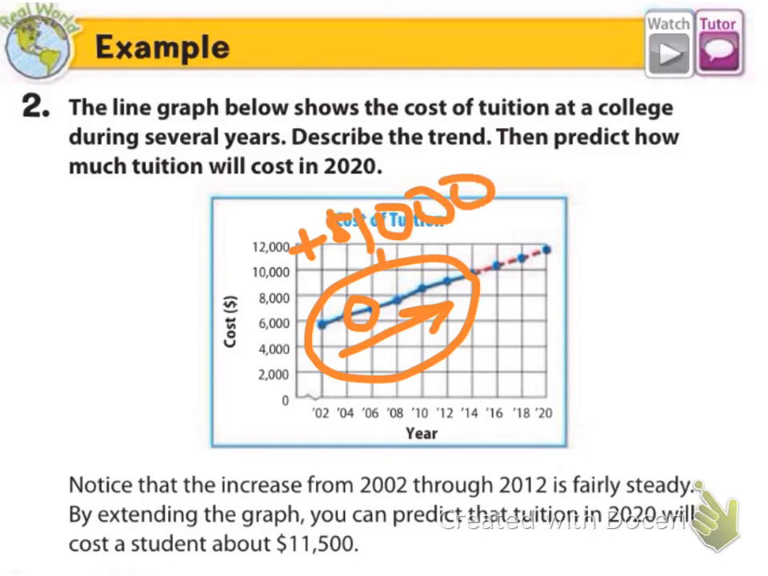If I were to predict what's going to happen by 2020, I would predict that it's going to go up by 1,000 each time and put us somewhere in the 12,000 area. That would be my prediction. We were at about 9,000 or just around 10,000 in 2014, and then 2, 4, 6 years later, maybe it'd be 13,000, depending on how you wanted to figure this out. It's a fairly steady increase, and by extending the graph, the book's answer says 11,500.